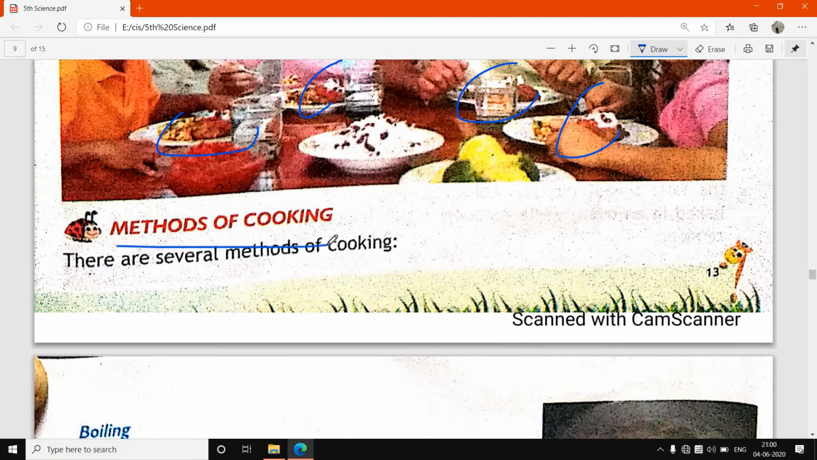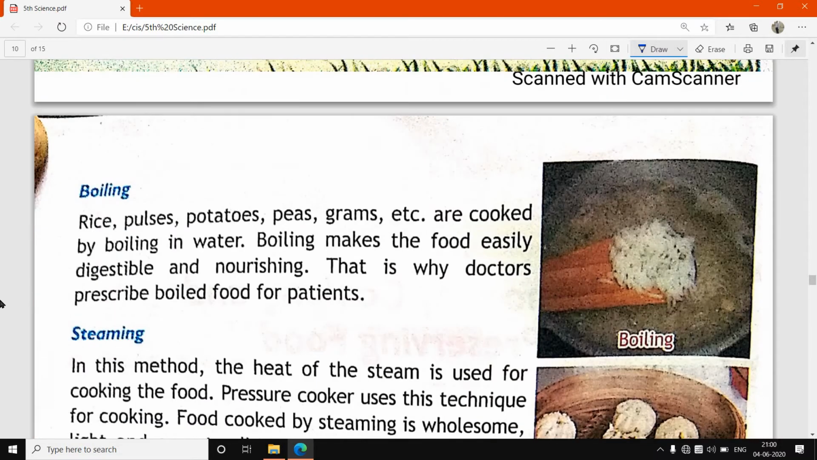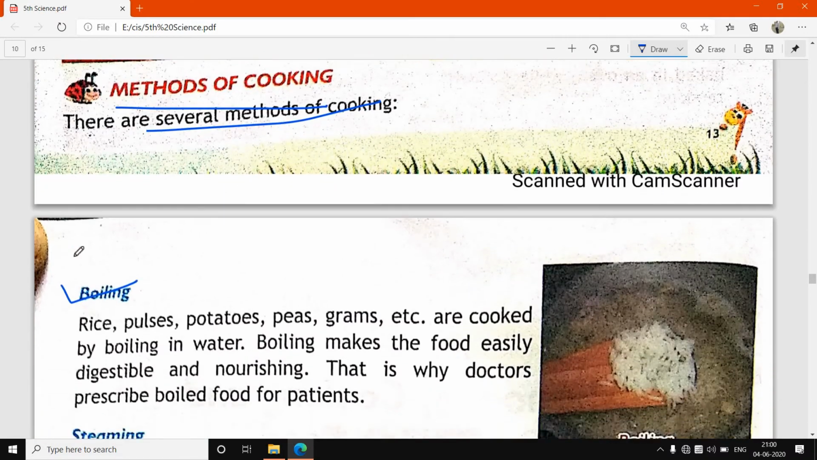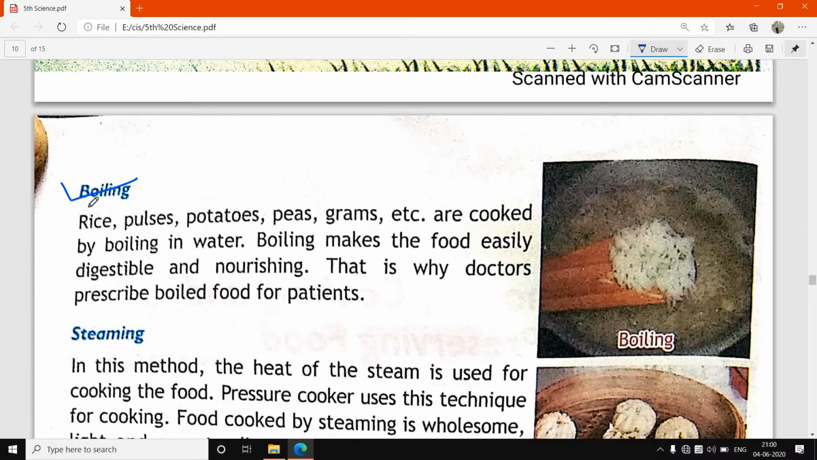Now we will see various methods of cooking. There are several methods of cooking. Our first method is boiling. Which type of food do we cook by boiling? Rice, pulses, potatoes, peas, gram, etc. are cooked by boiling in water.